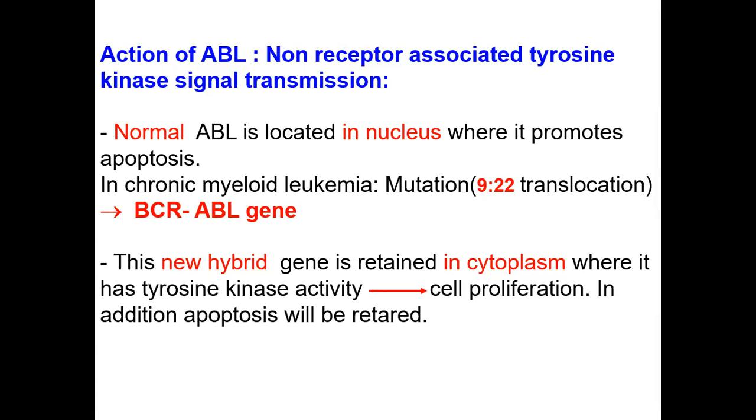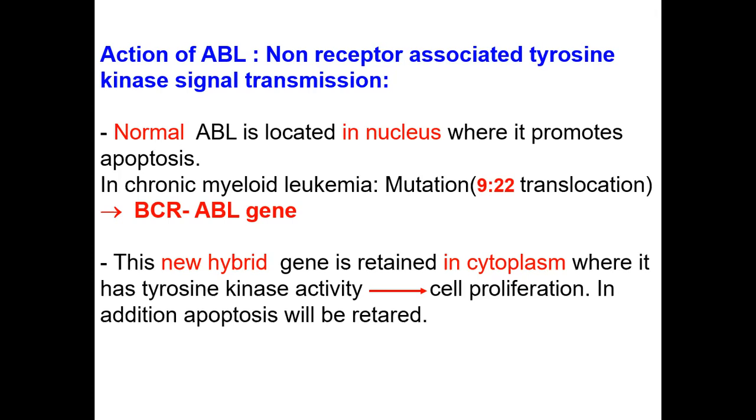Normal ABL is located in the nucleus where it promotes apoptosis. In chronic myeloid leukemia there will be a mutation involving chromosomes 9 and 22. There is a translocation between 9 and 22, called the BCR-ABL gene. This new hybrid gene is retained in the cytoplasm where it has tyrosine kinase activity.